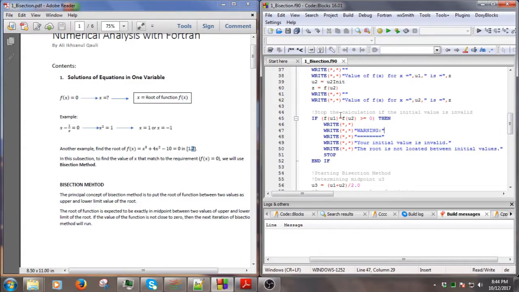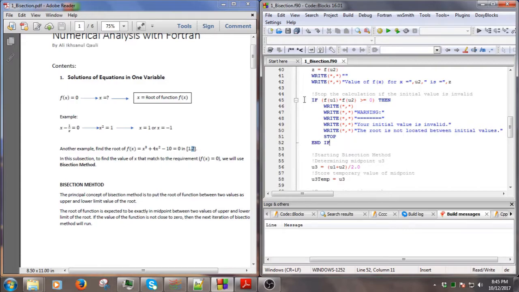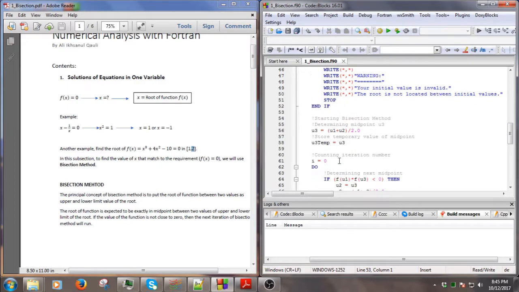So in this case, if fu1 multiplied with fu2 equals to or bigger than 0, means the root of the function is not located between the lower bound and the upper bound. So if it happens, we stop the calculation immediately. So your initial value is invalid, the root is not located between the initial values. So once the checking is complete, and if it is okay, we can go to the next step here.